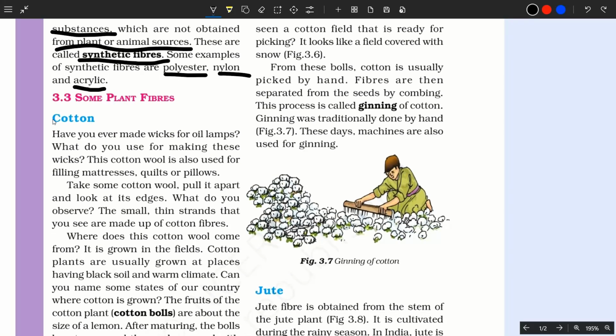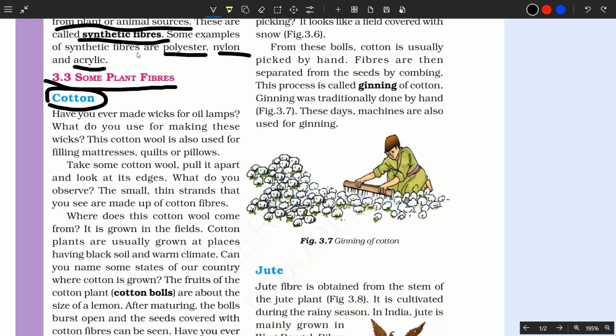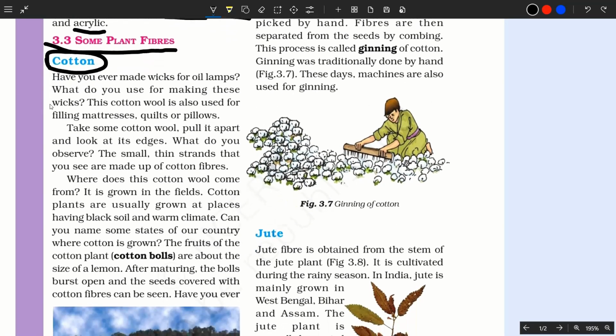Okay, let's move to 3.3. Some plant fabrics. Here, some plant fabrics are cotton, as we have seen previously. Here we have learned about natural fabrics. Here we'll take cotton.